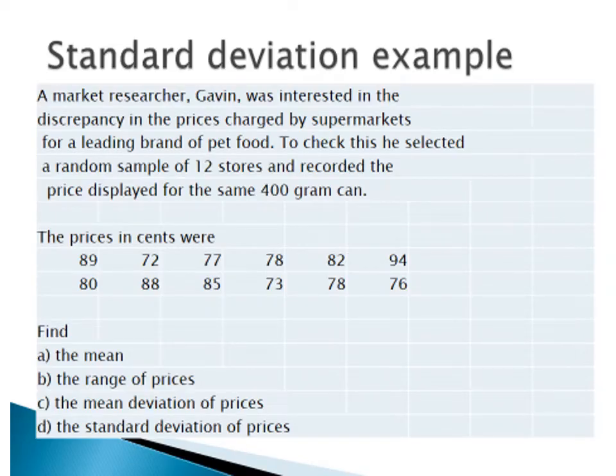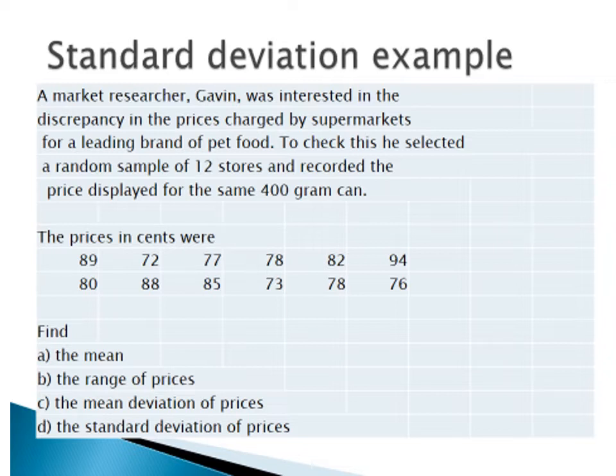Here we can discuss an example of standard deviation. A market researcher, a business researcher, is interested in the discrepancies in the prices charged by supermarkets for a leading brand of pet food. To check this, he selected a random sample of 12 stores and recorded the price displayed for the same 400-gram can. The prices in cents were 89, 72, 77, 78, 82 and 94, and the second set of data is 80, 88, 85, 73, 78 and 76.